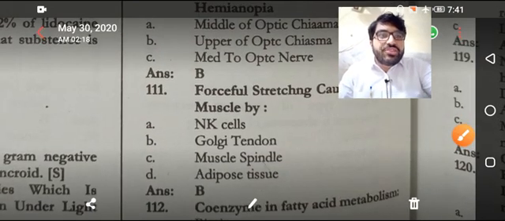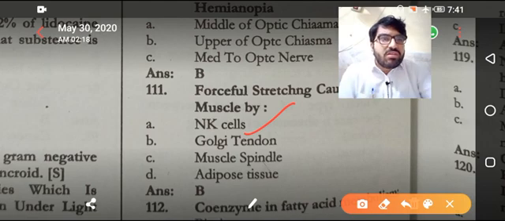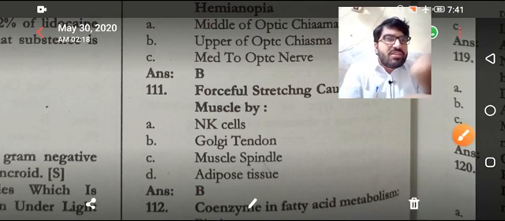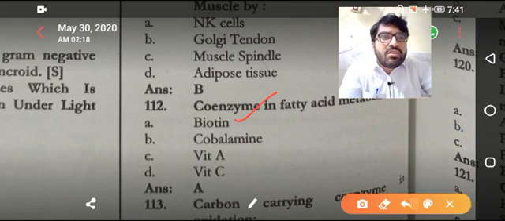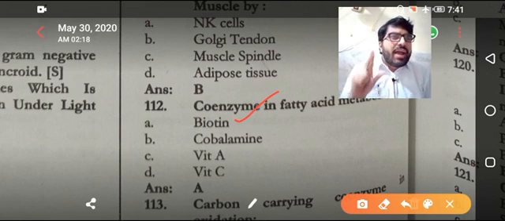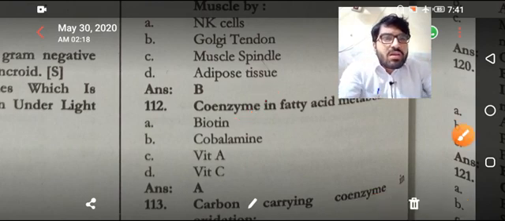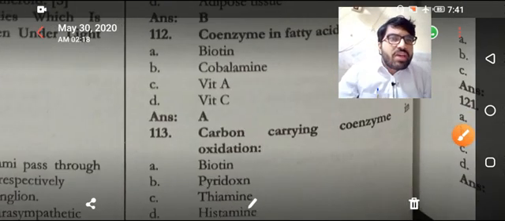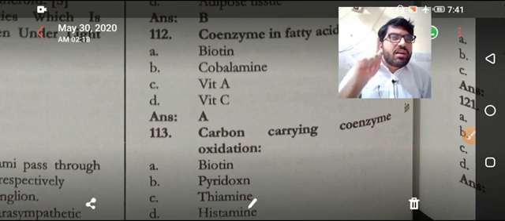Now forceful stretching activates the Golgi tendon, which is inhibitory, so it causes relaxation. There is also the deep tendon reflex mechanism. The coenzyme in fatty acid metabolism is biotin, just utilize it, no concept. For carbohydrate, that is thiamine, and for proteins, that is pyridoxine or vitamin B6. Coming forward, carbon carrying coenzyme in oxidation, that is biotin, a clear cut MCQ. If biotin is missing, then tetrahydrofolate is the right option.